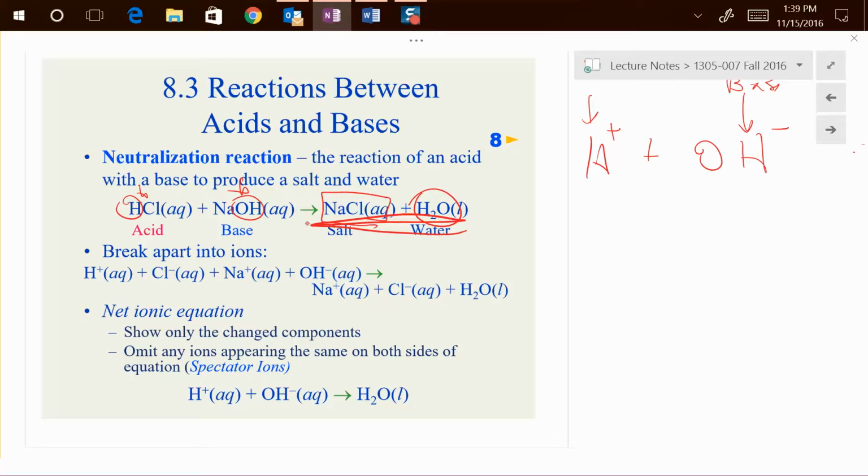Sodium hydroxide won't do that. That's why it's safe to put it down the sink. It's just going to neutralize itself and become salt and water.